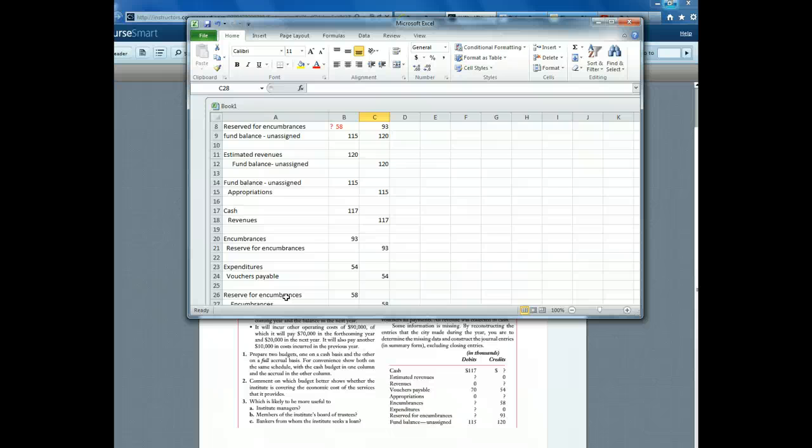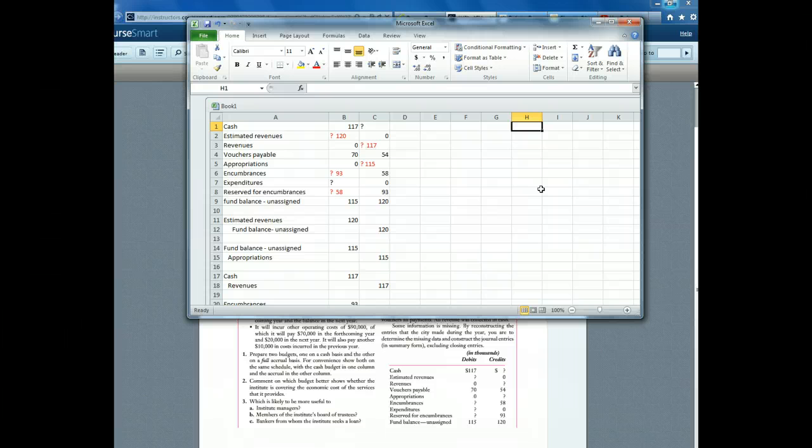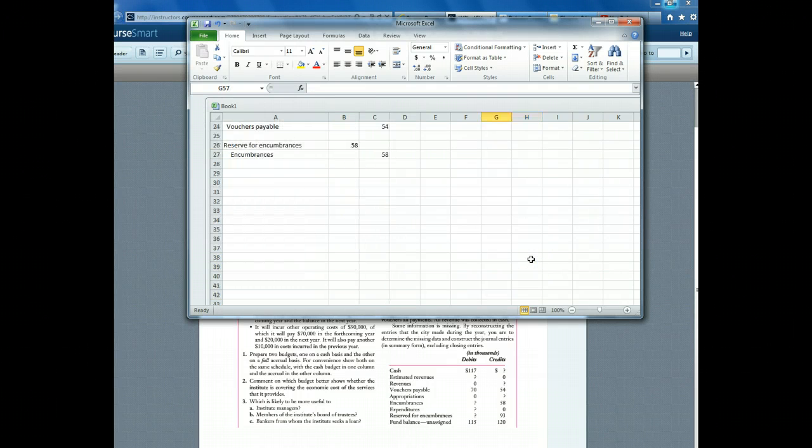And then our vouchers payable of 70,000 in cash. So you see how we have a vouchers payable of 70? What does that mean? If we debit vouchers payable, what do we have to credit? Cash. So then we're going to have our vouchers payable of 70 and our cash is going to be 70, right? Right, guys?